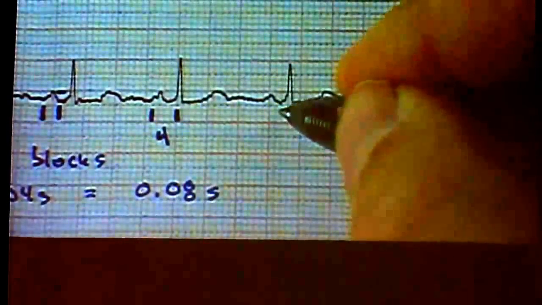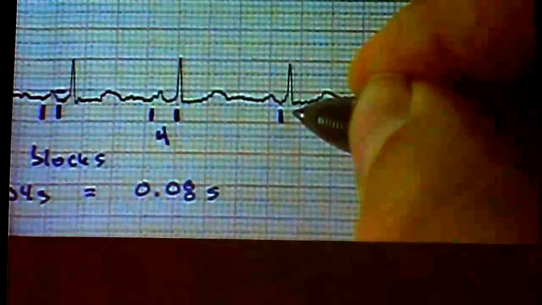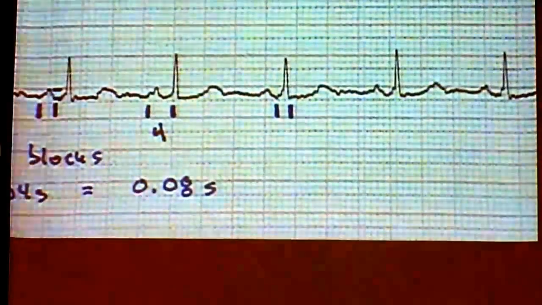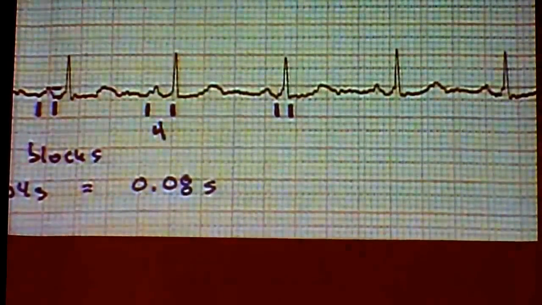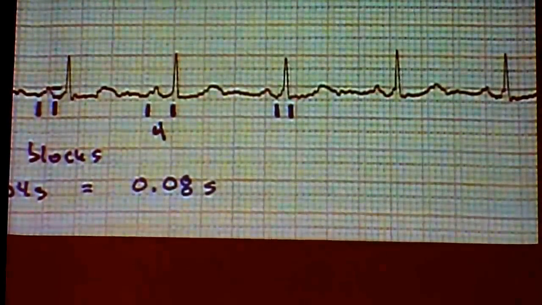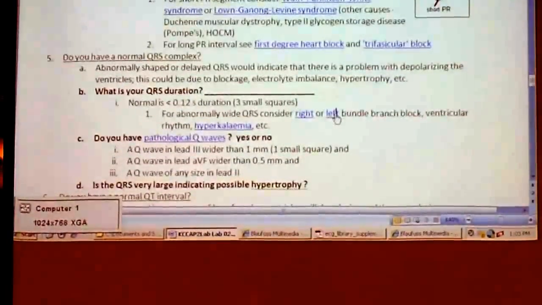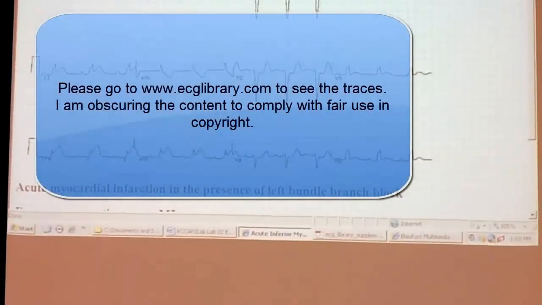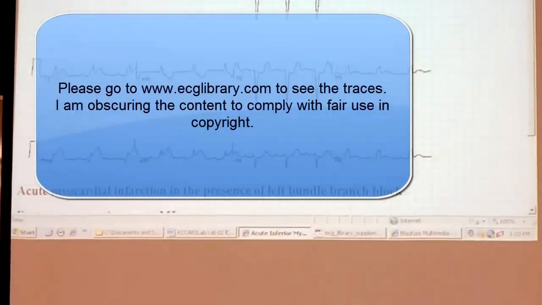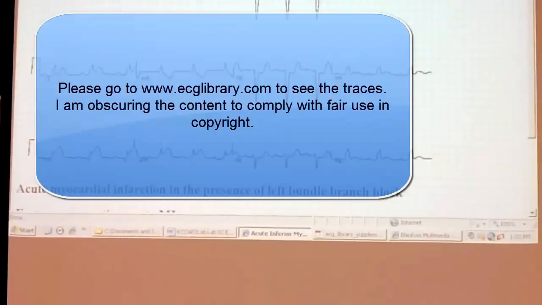So here is the beginning of our Q, there's your S, I count 2 small blocks, she has a normal QRS duration, it's not too long. So this is kind of what I was trying to draw. You have that normal kind of depolarization and then you have this extended QRS, you see them both at the same time.